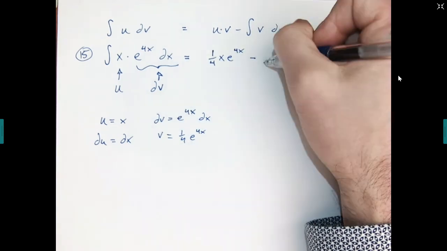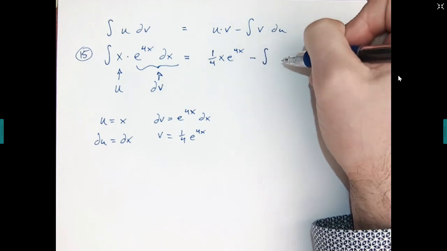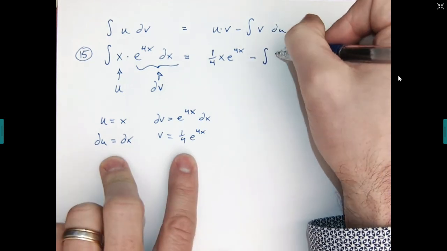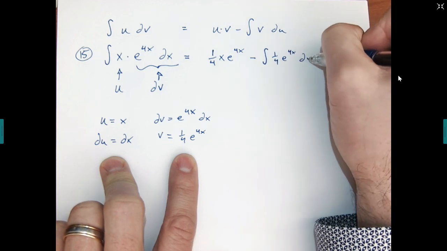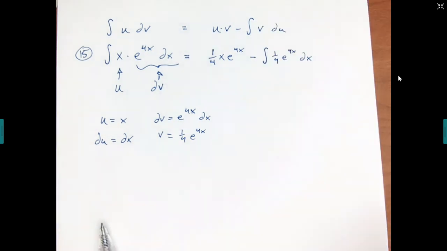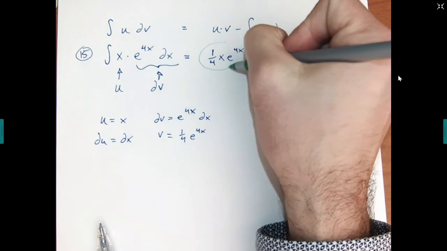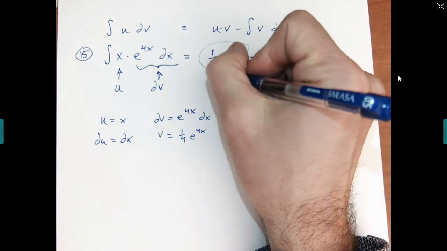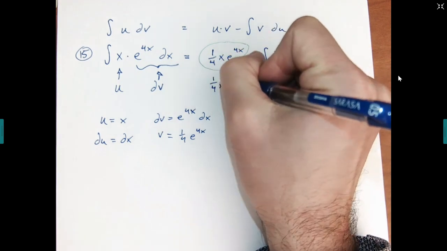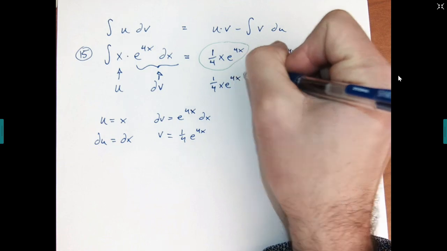And then we're going to subtract, let's see, this indefinite integral v dx. So we've got a 1/4 e to the 4x dx, like so. So we have part of our answer right here, and what we have to do is integrate to find the other part. So we'll do that. I'll just copy this down, 1/4 x e to the 4x.